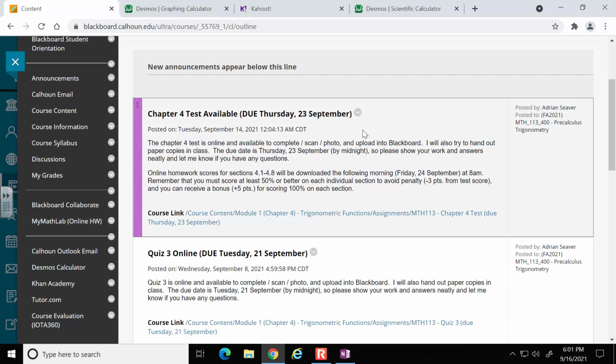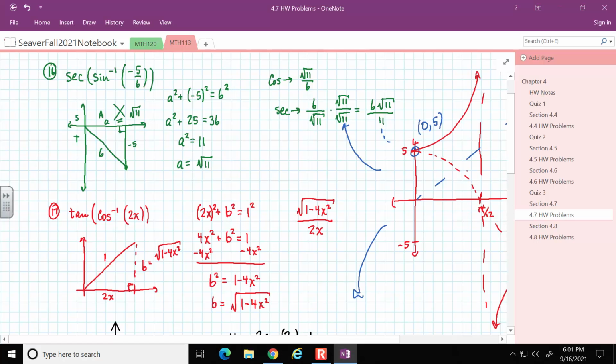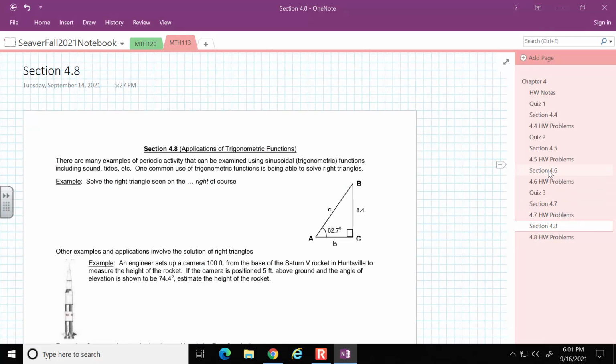Okay, so all that being said, let's look at section 4.8. We'll probably review some of the 4.7 homework as needed. We did look at some of the 4.7 homework in class quite a bit, so I'm going to skip ahead.